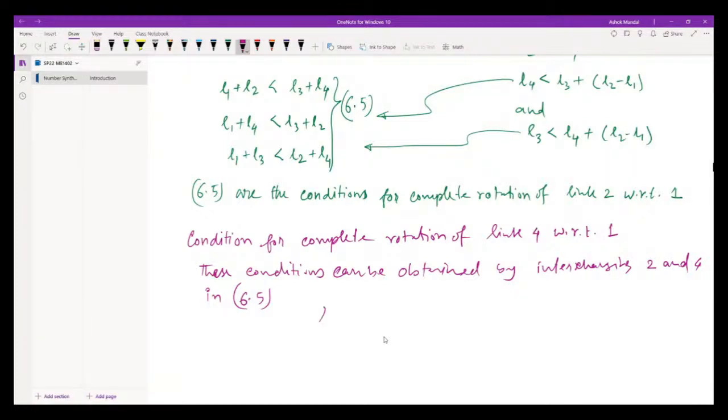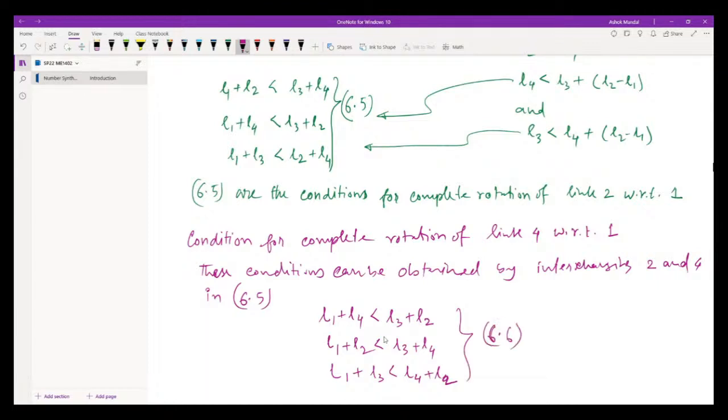So if we interchange, in the first equation, this is L1 plus L4, that is less than L3 plus L2. And the next equation, L1 plus L2 less than L3 plus L4. Next equation, L1 plus L3 must be less than L4 plus L2. Let us call this 6.6. Now just check whether 6.6 and 6.5 have any similarity.